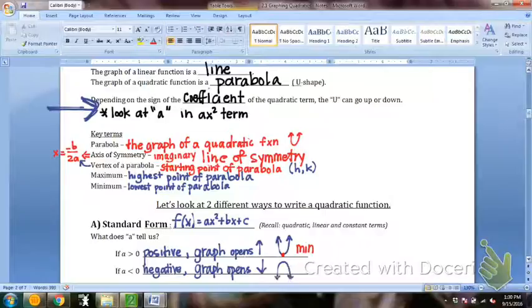And if it opens down, it has a high point, which is called a maximum. Now, I don't necessarily expect you to memorize the minimum max thing. You can just draw it out, right? And if it has a high point, obviously, that's a maximum.